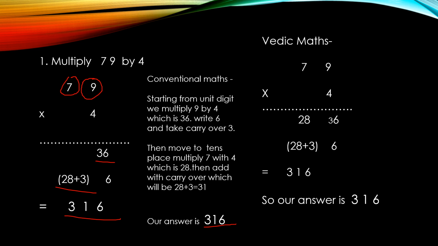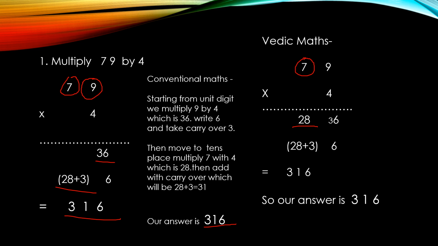Then we multiply the same number using Vedic maths. In Vedic maths, we multiply the numbers from left to right, that is starting from tens place. Then we go to unit place. Here tens place digit is 7. First we multiply 4 with 7. 4 multiplied by 7 we get 28. Write down 28 in your head. Just remember we get the number 28.